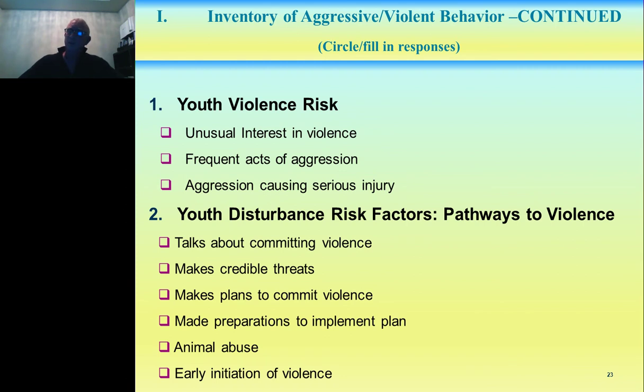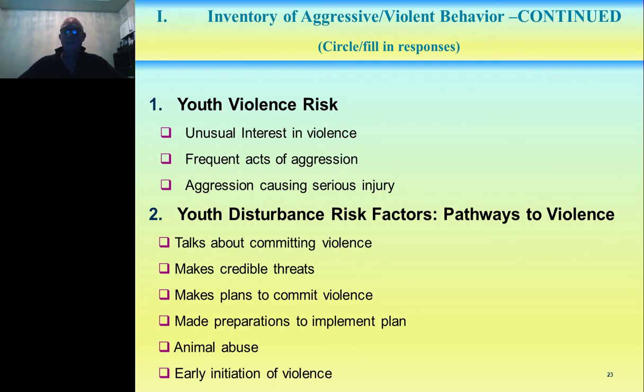A credible threat can be something like, I'm going to jump somebody after school. Do they have access to weapons? Do they have prior violations, such as bringing a knife to school and being suspended for it, or prior expulsions for violence? A history of prior activity makes future threats credible. And then, do they actually make plans to do it? For example, I'm going to wait till school gets out, and when Johnny's walking by the five and dime on the way home, that's when I'm going to get him. And then, have they made preparations to implement their plan?